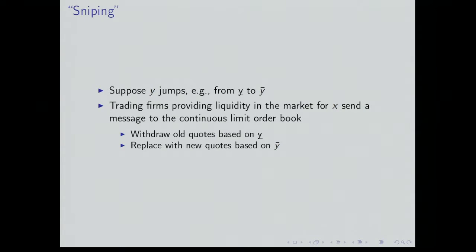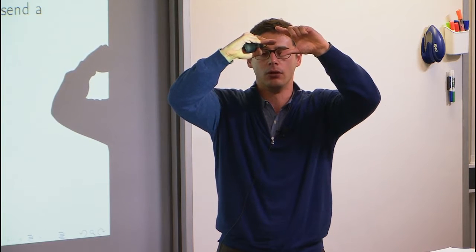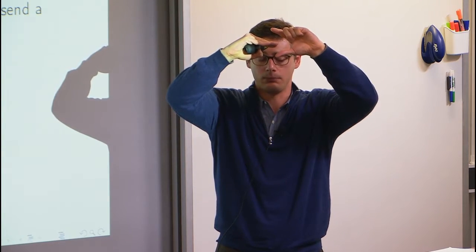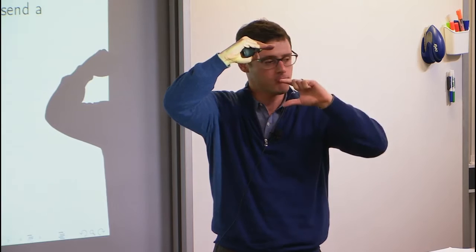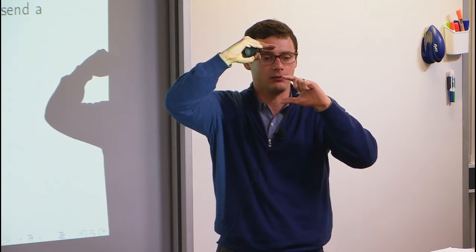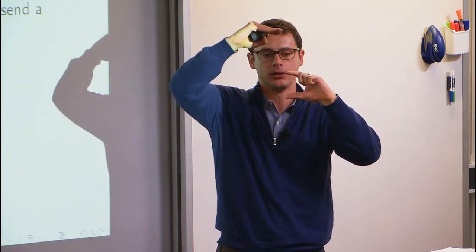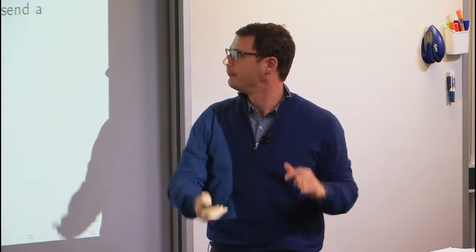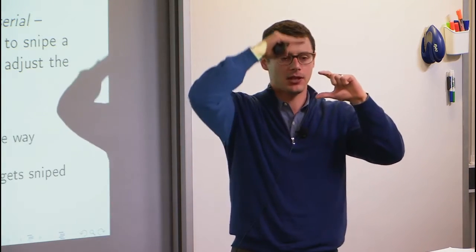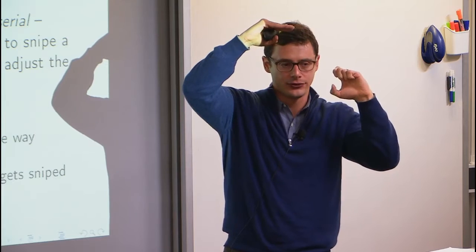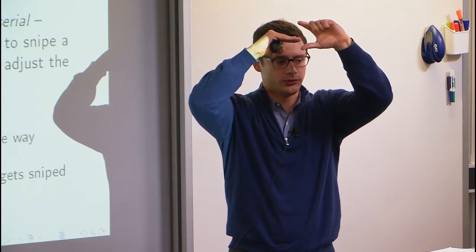So what am I going to do as a trading firm engaged in liquidity provision? I'm going to send a message to the limit order book saying cancel these quotes, this bid, this ask, and replace them with these quotes, this bid, this ask, that reflect the new public information Y. So that's what a liquidity providing firm will do when there's a change in the public information. Cancel, replace.